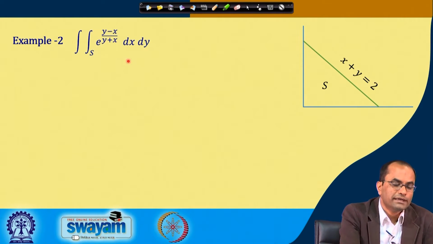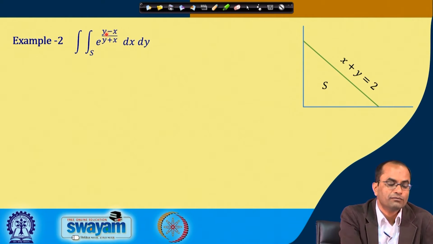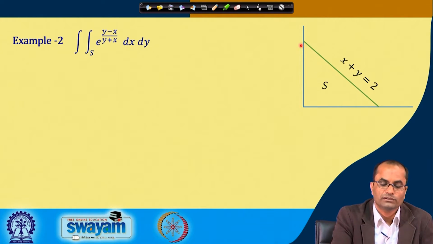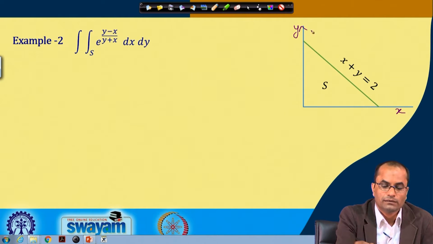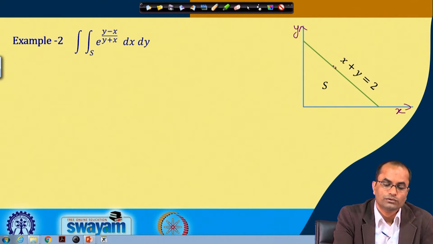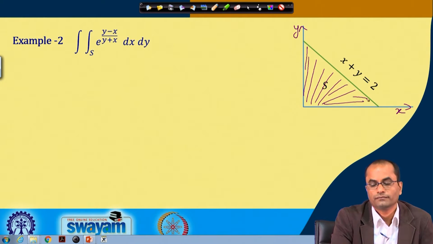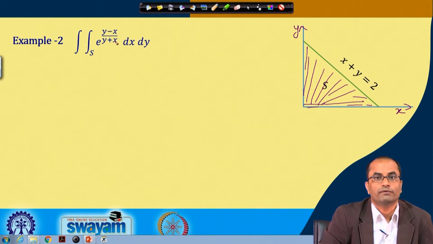Another example where we can make use of this substitution, like here e power y minus x over y plus x is given, and the region is this S here, which is bounded by these two coordinate axes, the x axis and the y axis, and then we have the line x plus y is equal to 2. So, this is the region where we are integrating this function e power y minus x over y plus x.